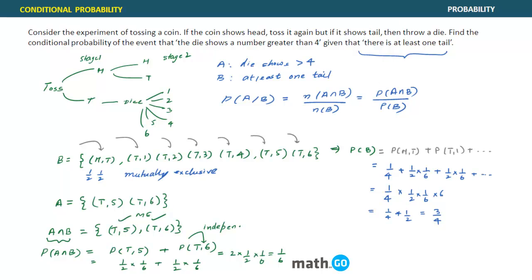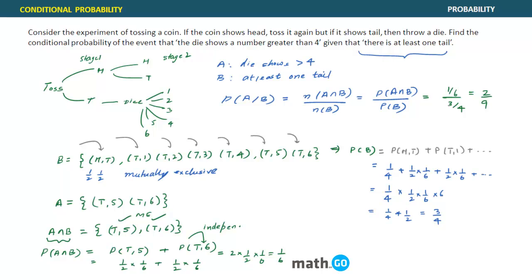So your answer to this particular problem then would be what? Just now put the value, that is 1 by 6 divided by 3 by 4. This is the answer we were trying to find, and you will get this answer as 2 by 9. Okay, so I hope the problem is clear.